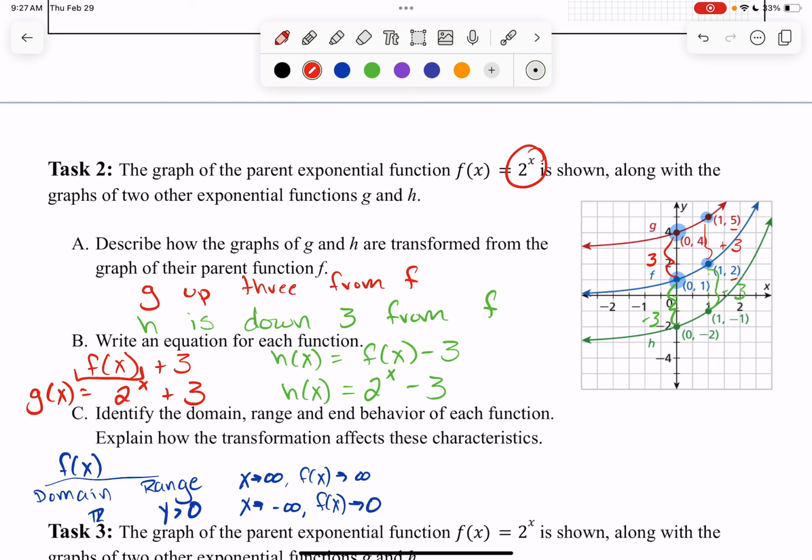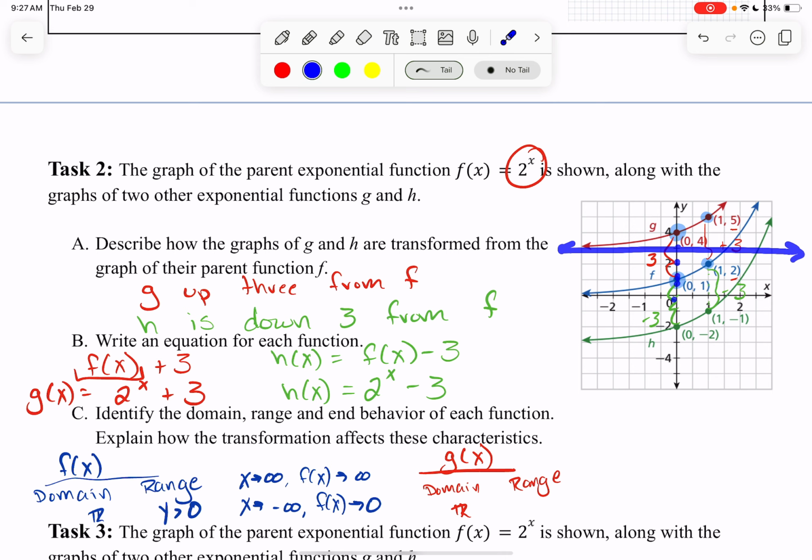Okay, how does that affect g of x? Is g of x any different? The domain is still all real numbers. What about the range? Does it go from 0 on up? Nope. Instead of 0, its asymptote here is at 3. So it goes from 3 on up. The range is greater than 3. So moving up and down does affect that range, which makes sense. Range is up and down. Okay.